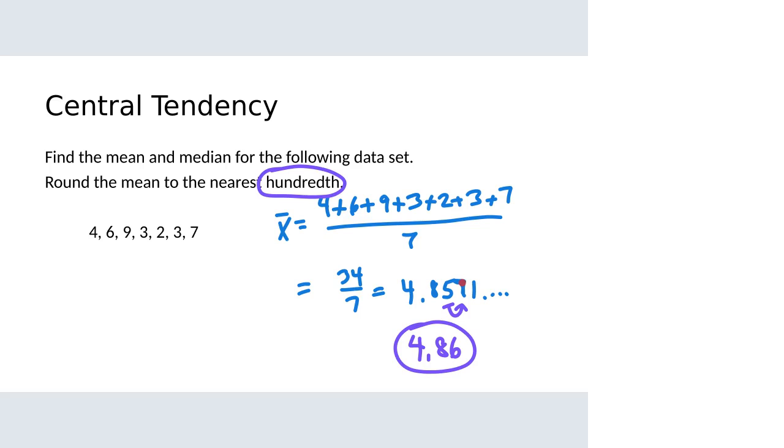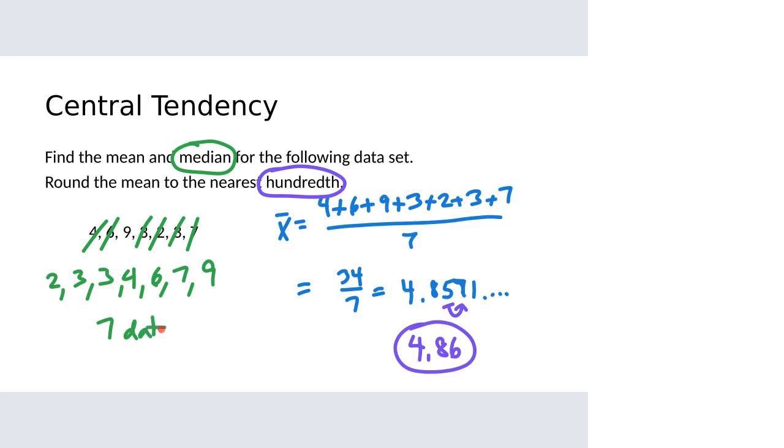We're also asked to find the median here. And if we're after the median, that's going to be the number in the middle. But make sure you write them from lowest to greatest first. So let's see, that's going to be 2. Got a couple of 3s in there. A 4, a 6, a 7, and a 9. 1, 2, 3, 4, 5, 6, 7. Okay. I have 7 data points.